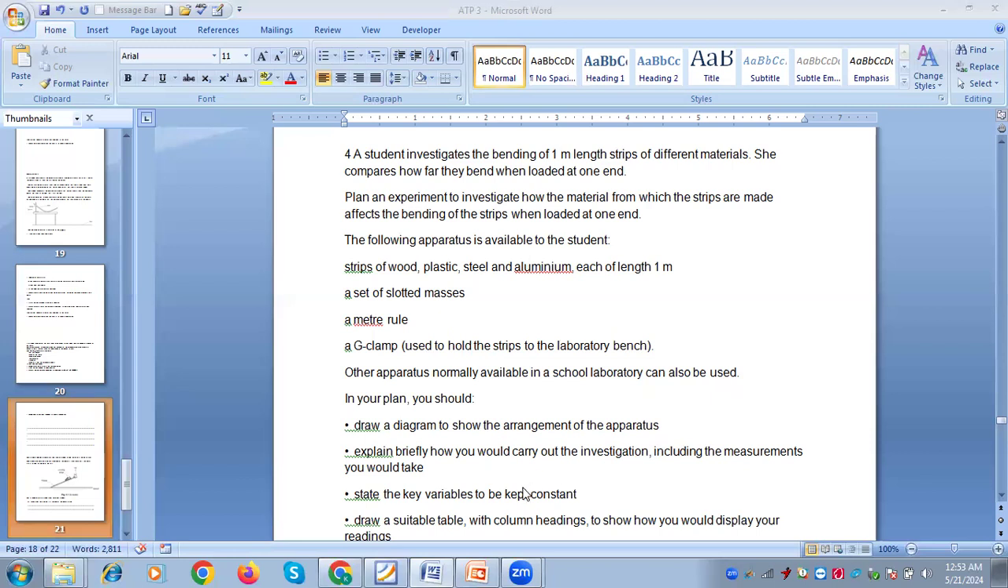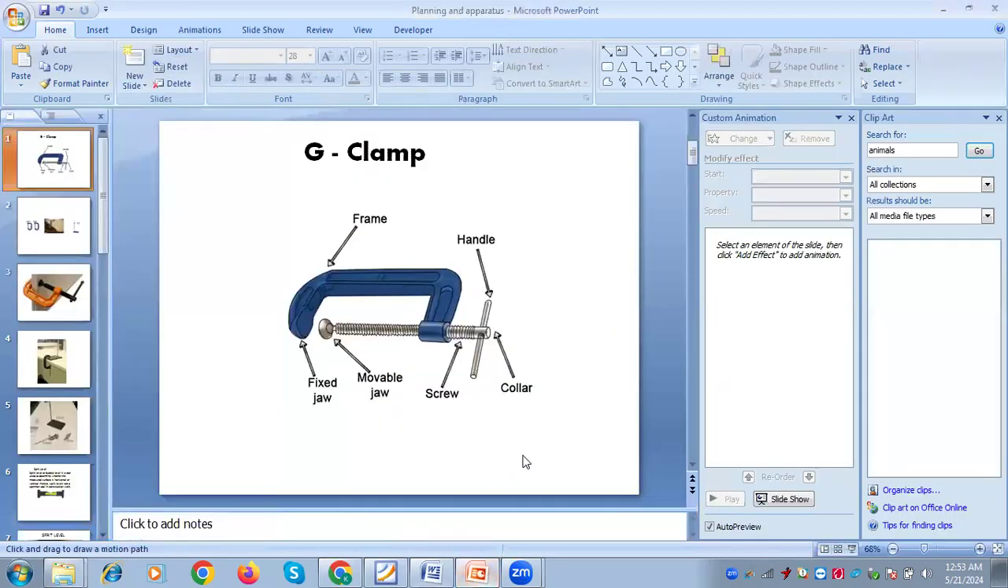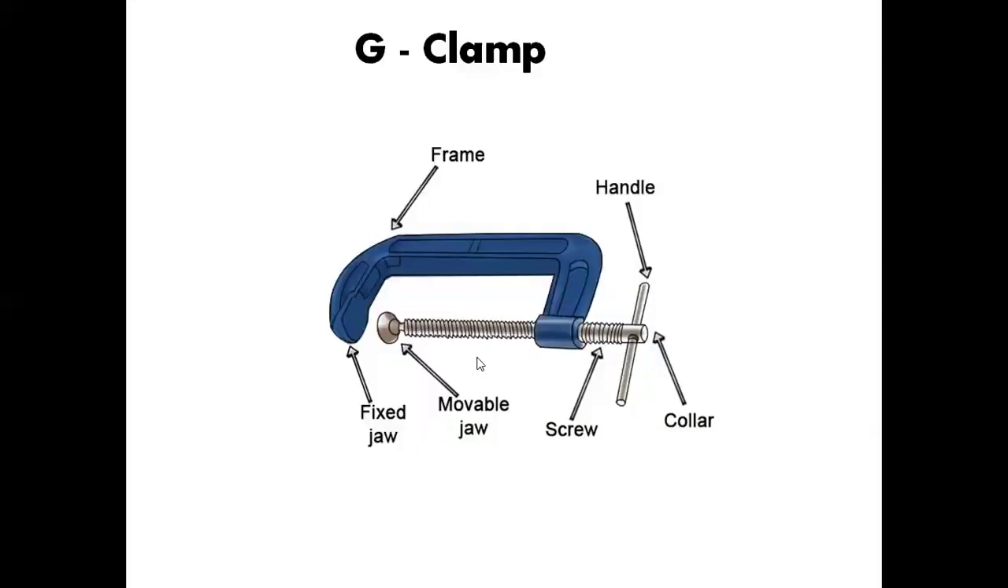So here in the beginning, I will show you some of the pieces of apparatus which you may need during the planning, in order to answer the planning questions well. The first figure shown here is a G clamp. It is used to hold a meter rule on the table. Suppose one end has to be left free and the other end is to be clamped. So a G clamp is most suitable for that purpose.